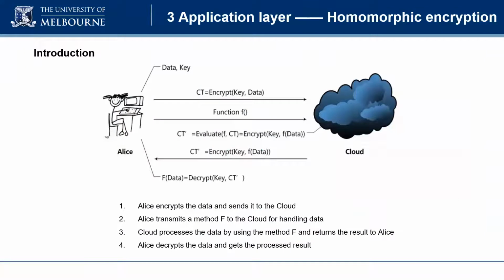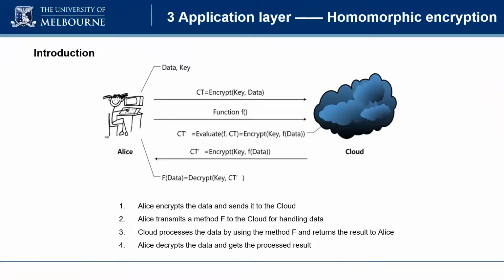But remember, we need to prevent the disclosure of users' private information when using cloud services. To handle this problem, the homomorphic encryption method is required. It provides a function for dealing with encrypted data. The following picture shows an example.